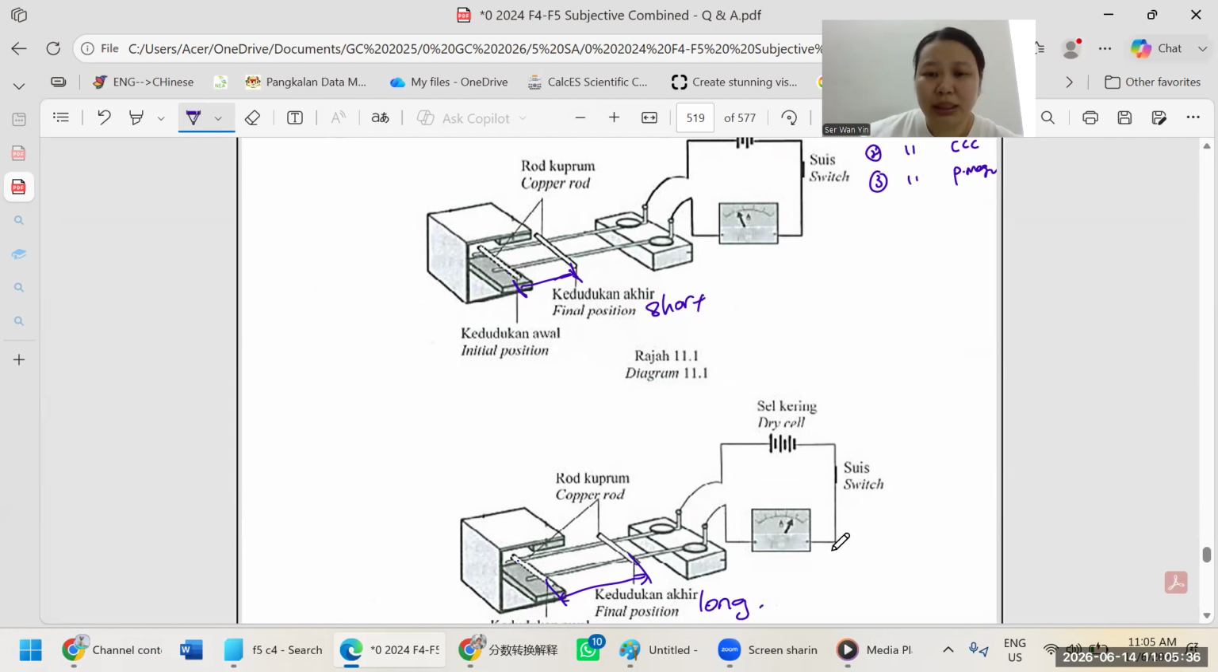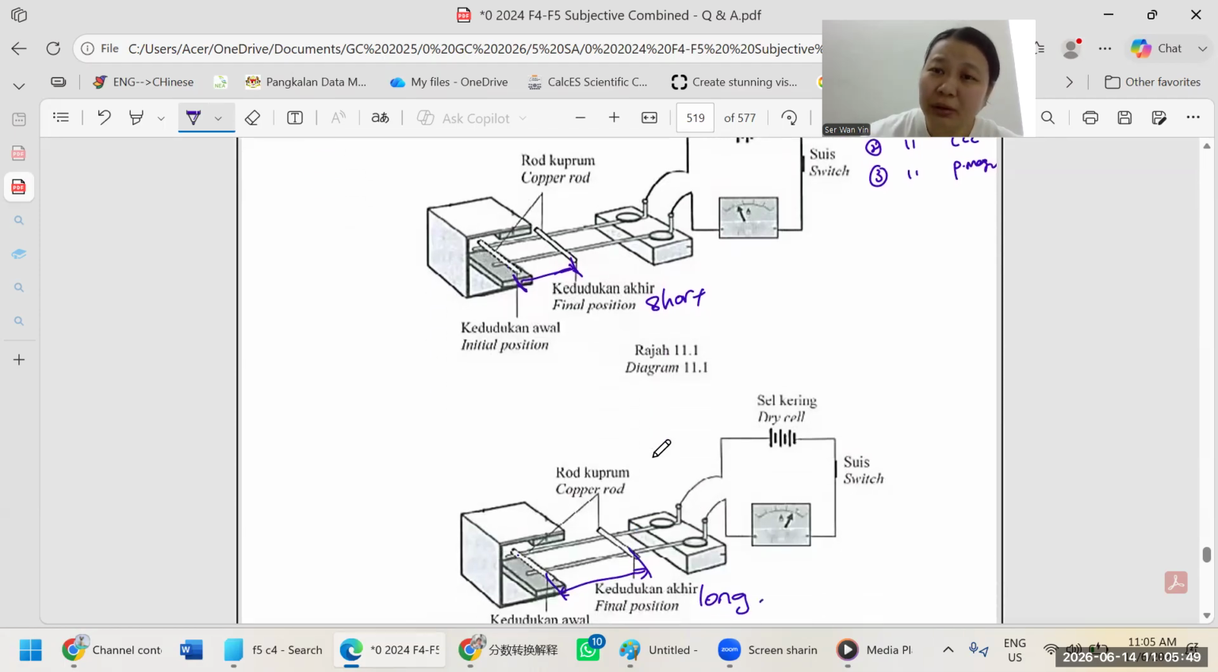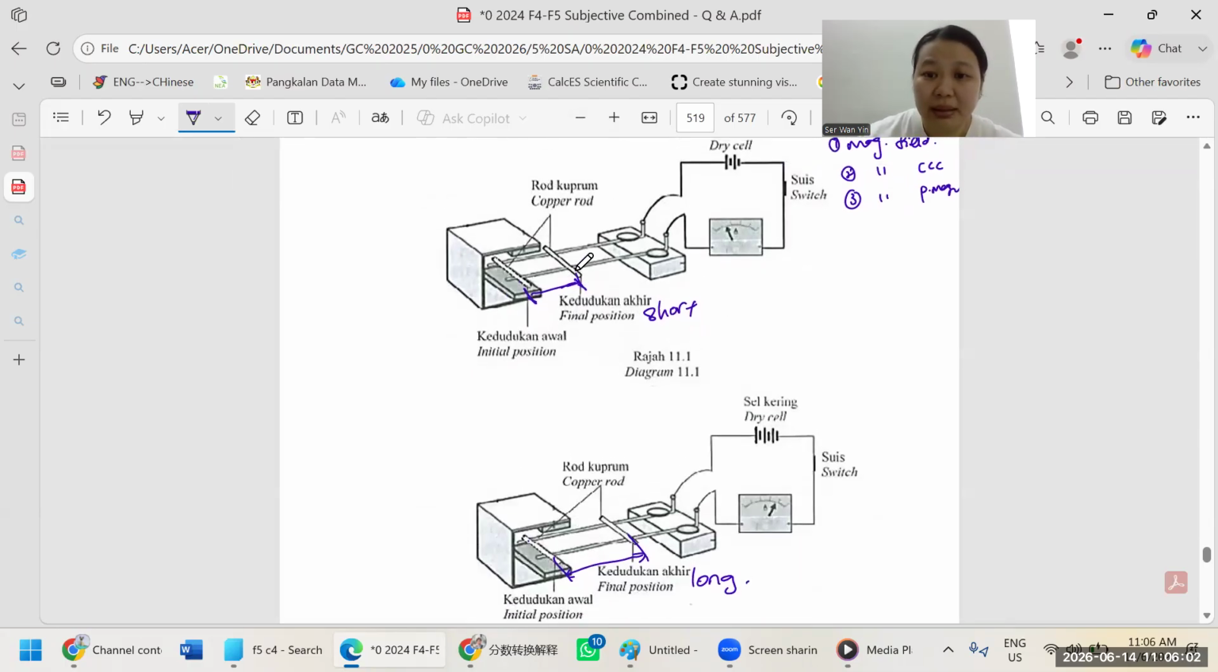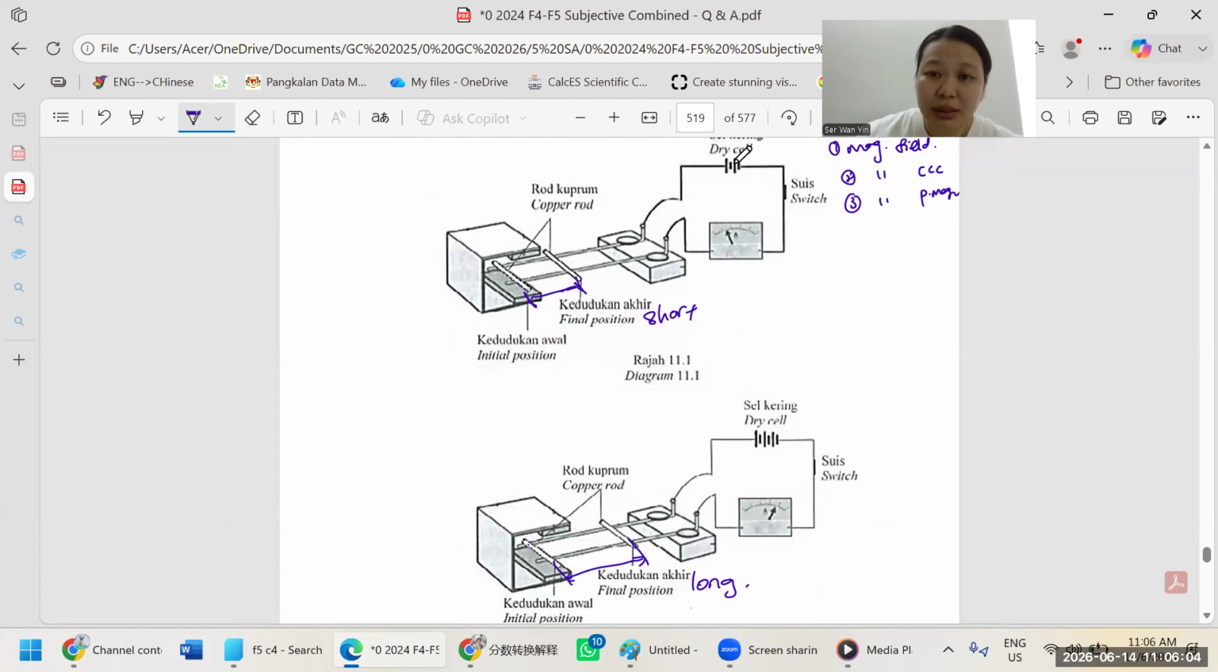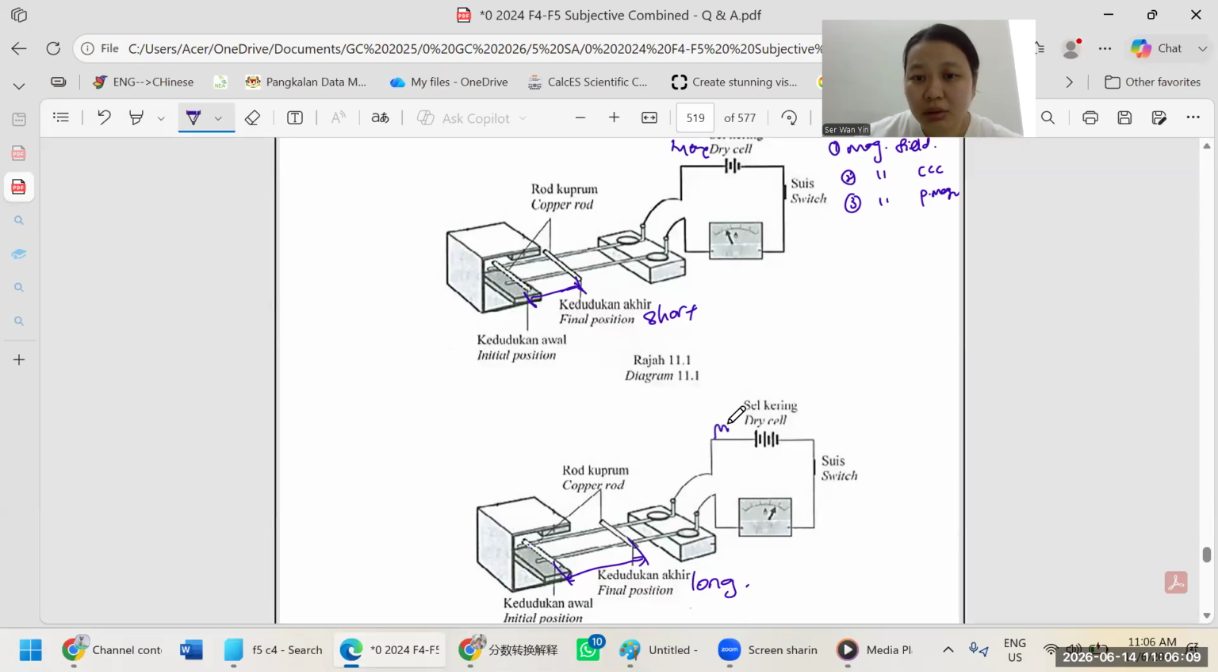You may say, teacher, this one is easy, short, long. But don't forget your exam is 2.5 hours. When you do number 11, your brain is already tired. So why not, when you analyze, just write short, long first. Then see what's the difference between dry cell and dry cell. This one has more dry cells.